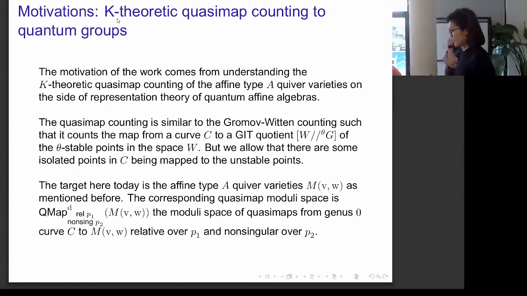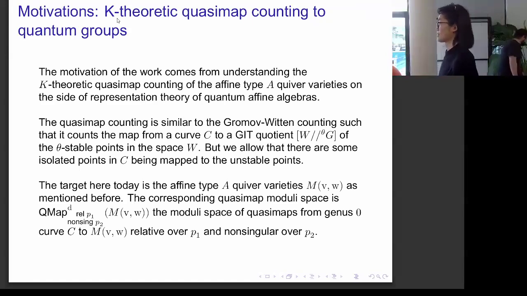The primary motivation comes from the K-theoretic quasimap counting to quantum groups. The motivation of the work comes from understanding the K-theoretic quasimap counting of affine type A quiver varieties on the side of the representation theory of the quantum affine algebras. The quasimap counting is similar to the Gromov-Witten counting, such that it counts the maps from a curve to a geometric quotient of the stable points in the space W, but we allow that there are some isolated points in C being mapped to the unstable points. So this is a rough definition for the quasimaps. And the target here today, for this geometric quotient, is the affine type A quiver varieties, as mentioned before.